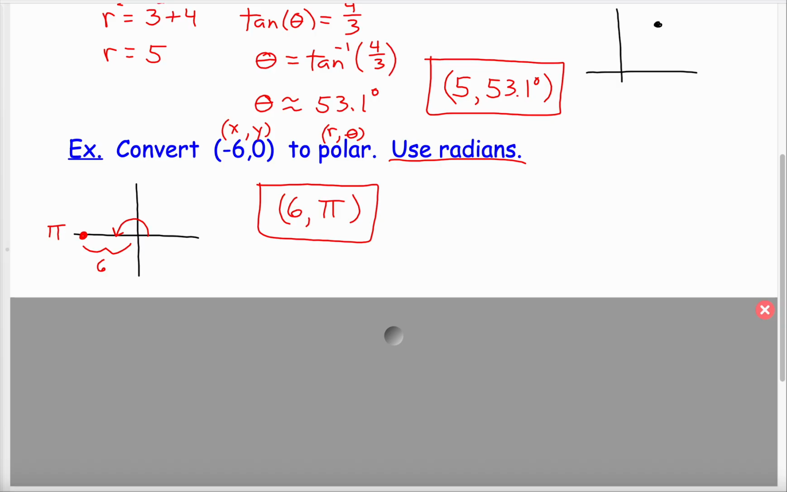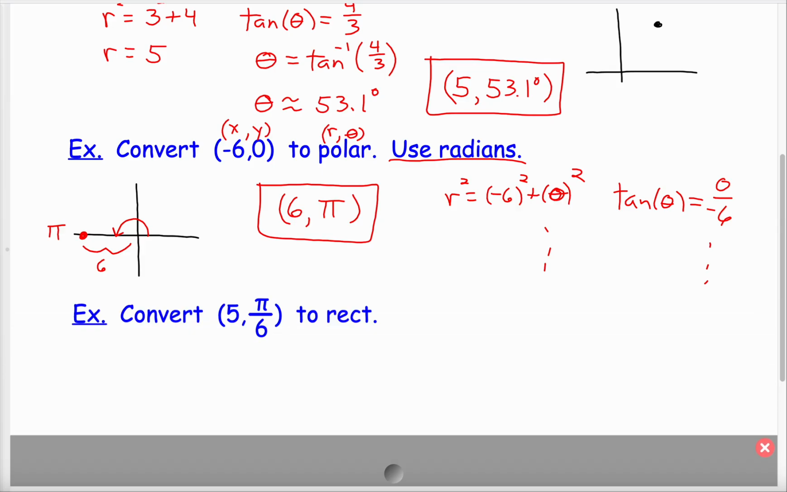Are you a little mad at yourself because you started working through r squared equals x squared plus y squared, plus 0 squared, and then tangent of theta equals y over x, which is 0 over negative 6? Well, you will get those answers, 6 comma pi, but you're spending too much time on that. So what you have to remember is math is not, I just memorize steps to problems that I've seen before. Math is I understand the concepts, and then I can apply all the concepts to different problems, and maybe some of them I haven't seen before. All right, I'll get off the soapbox.